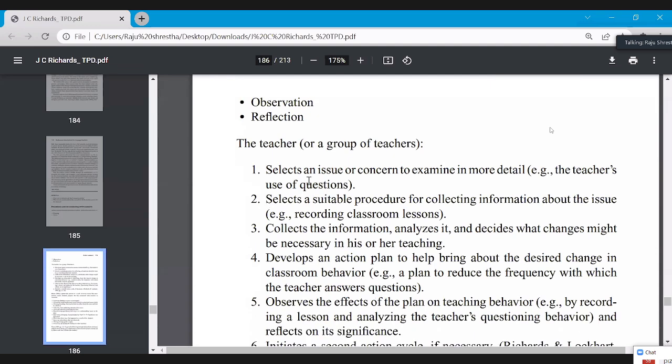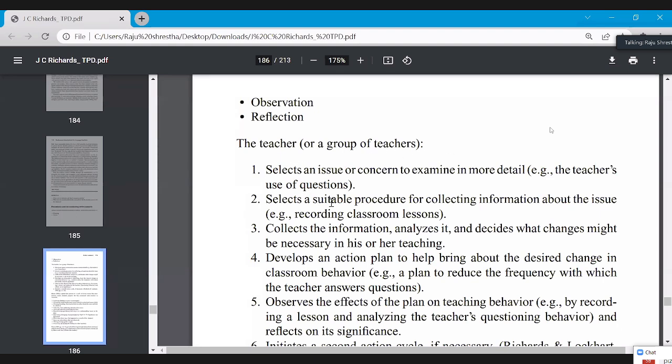Steps like selects an issue or concern to examine in more detail. This first step you can also write. Select an issue or concern or question, problem to examine in more detail. We said earlier, the desire to know more. Why do we carry out action research? We carry out action research because we have a desire to know more, to know in more detail. So the first step is this.